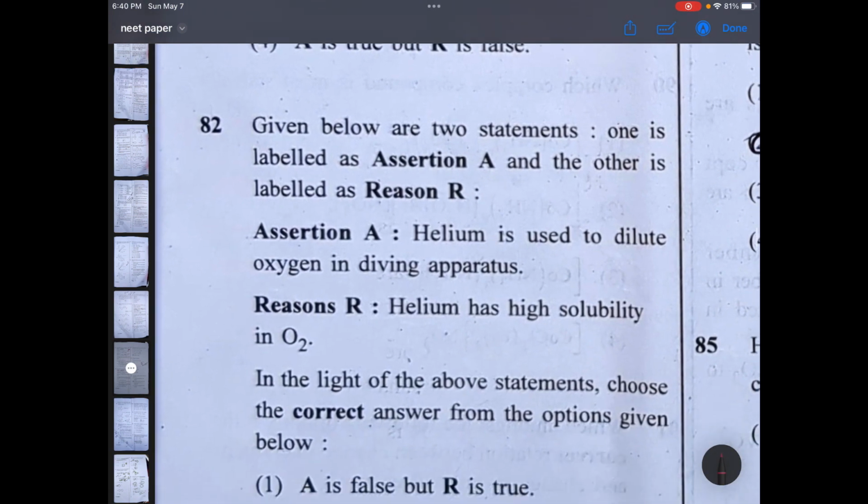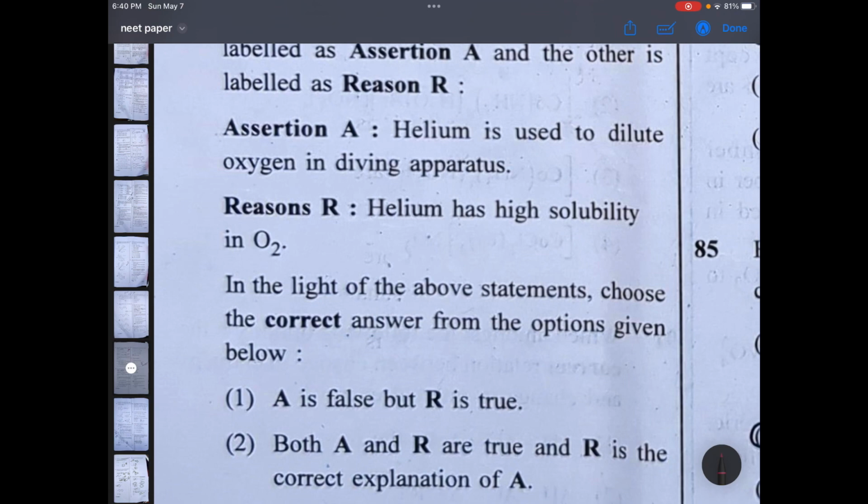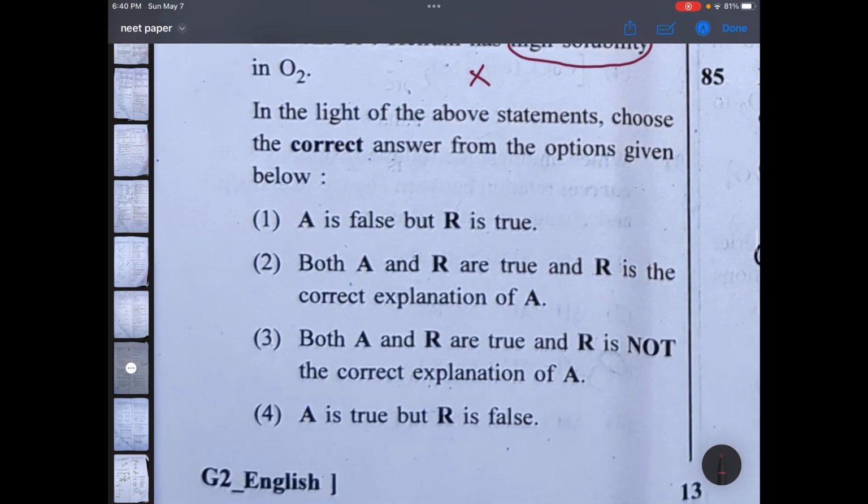Okay, now. Here helium is used to dilute oxygen in diving apparatus, right? Helium has high solubility in oxygen. Actually, we don't discuss solubility in oxygen. We discuss it in blood, but helium is low soluble. So this must be wrong. A must be right. A is right, B is false.